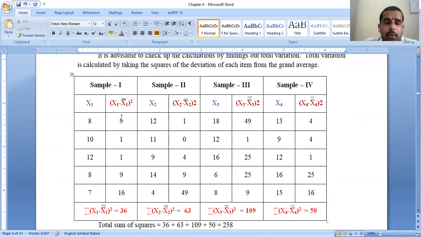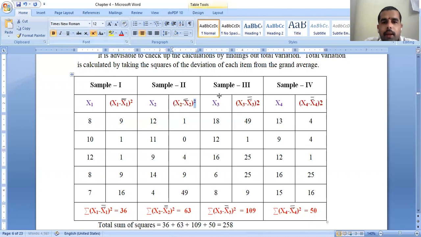In the previous problem, in the variance within samples, what did we write? We wrote X bar only, but here X double bar values. All these X1 values were subtracted with X bar 1 values in the previous table. Previous table means variance within the sample. But in this total variation, what happens here? X1 minus X double bar 1 whole square, X2 minus X double bar 2 whole square.